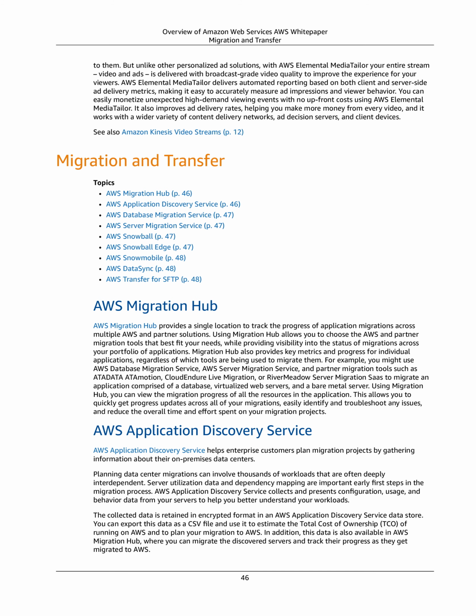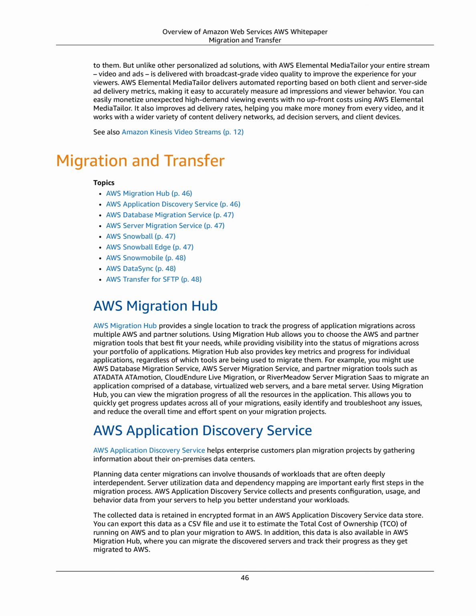AWS Application Discovery Service. AWS Application Discovery Service helps enterprise customers plan migration projects by gathering information about their on-premises data centers. Planning data center migrations can involve thousands of workloads that are often deeply interdependent. Server utilization data and dependency mapping are important early first steps in the migration process.